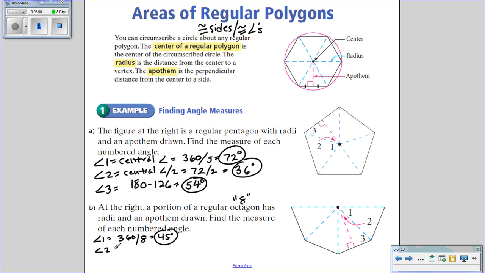All right, angle 2. Angle 2 over here is created by the apothem and the radius. So that's simply the central angle, which I just got was 45, divided by 2. And if you do that right, you get 22.5. And angle 3 is part of this triangle, which is going to be 90 plus 22.5, and then I'm going to subtract that from 180, because all triangles add up to 180. If you do that right, you get 67.5 degrees. So there's example 1, finding the angle measures inside of a regular polygon.